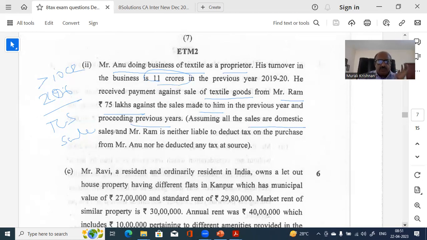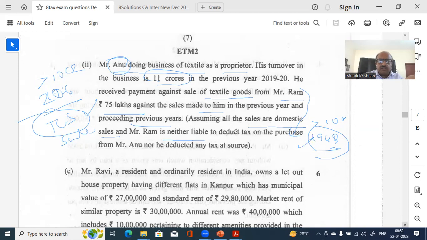Assuming that all the sales are domestic sales, and Ram is not crossing 10 crores, 194Q will not be applicable for him. To whom? Ram. If he were doing 194Q, TCS would not be required here. But because 194Q is not applicable, TCS will have to be done by Anu. So which comes first? 194Q. If this doesn't apply, then only TCS will get applied. Ram has not deducted any tax at source. So that is the logic.